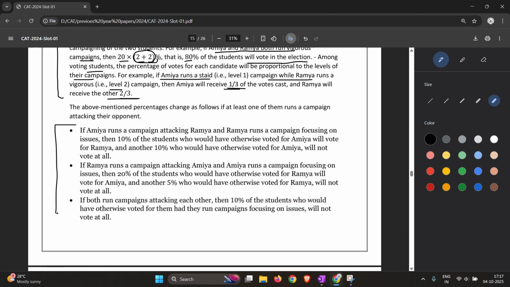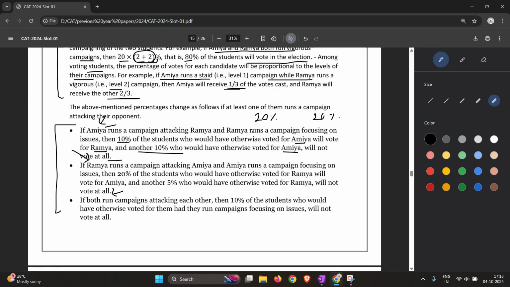Now there can be three scenarios, right? Either Amya can attack, or Ramya can attack, or both of them can attack. And this is how the voting will change. If Amya runs a campaign attacking Ramya, and Ramya runs a normal campaign focusing on the issues, 10% of students who would have voted for Amya will now vote for Ramya, but another 10% who would have voted for Amya will not vote at all. So if Amya is attacking Ramya and Ramya is running a normal campaign, let's say 20% of votes would have gone to Amya and 20% would have gone to Ramya.